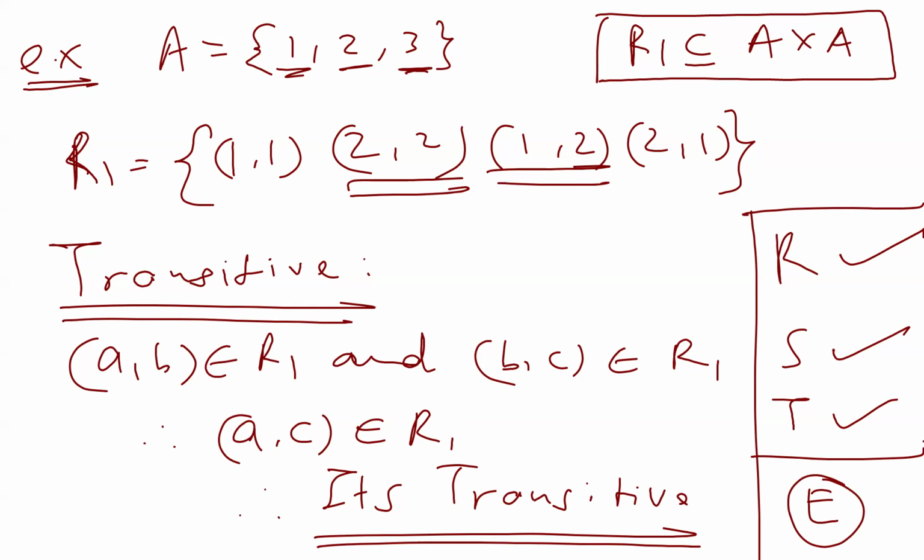Oh, sorry, it was not. I'm sorry, I didn't look at that. It was not reflexive, because 3 comma 3 is not there, that we discussed. So it was not reflexive. So it's not an equivalence relation. Otherwise, if 3 comma 3 is also there, then it is all three: reflexive, symmetric, and transitive. Therefore, it is equivalence.